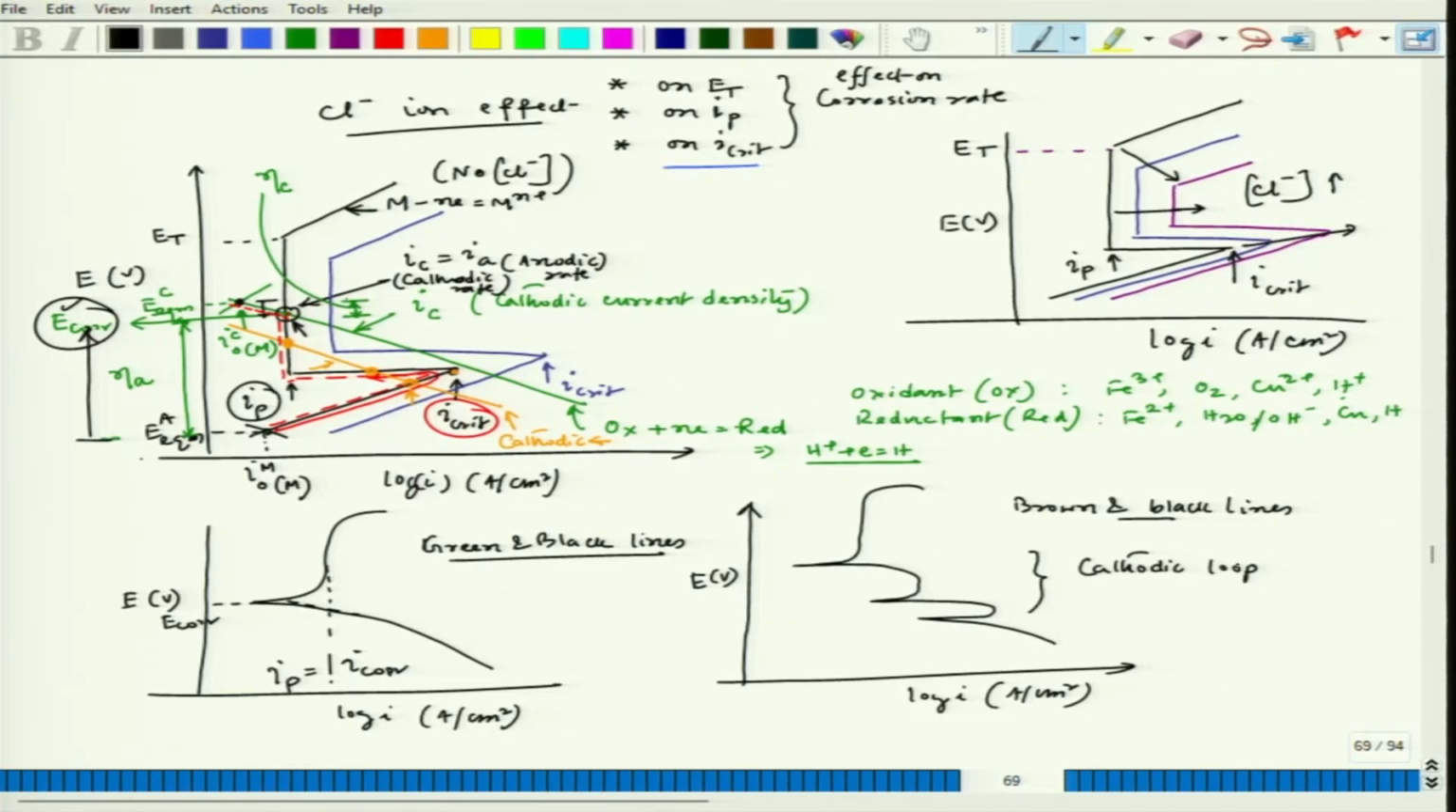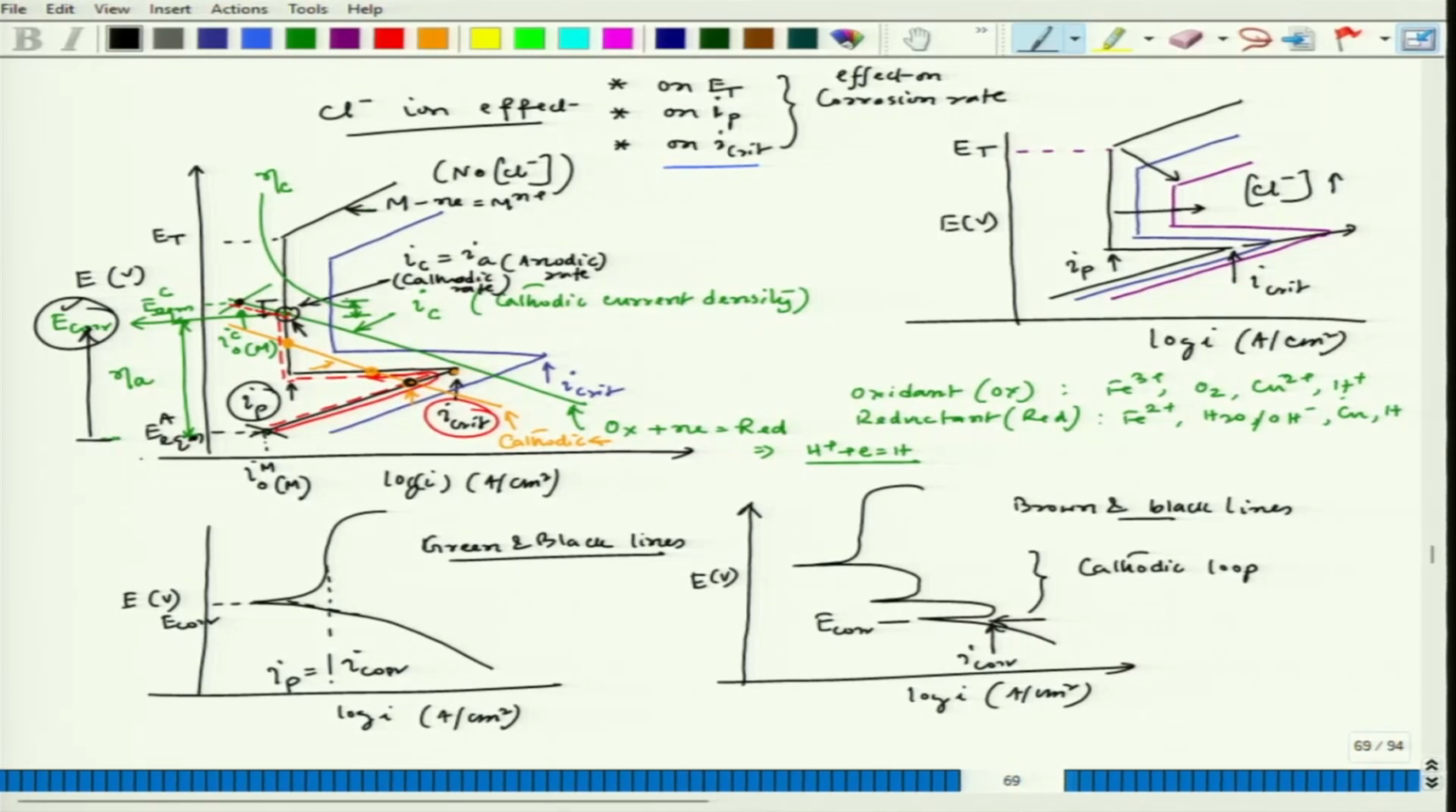So, that would not achieve a stable passivity and the system will fluctuate. So, this is not good for the metal. So, it would remain at this location. This is my E core and this will be my I core, which is corresponding to this point, fine. Which is a very high rate of dissolution.